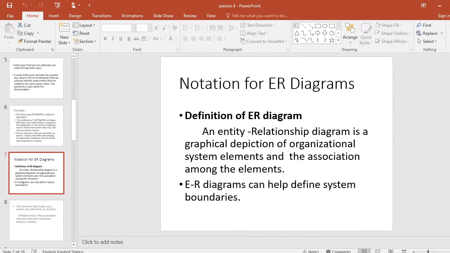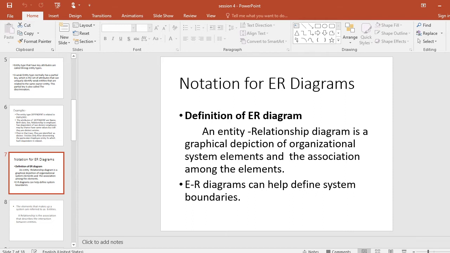Now you can understand one by one what the notations for ER diagrams are. Whenever you want to prepare an ER diagram, notation is very important. Whenever you want to create a diagrammatic representation, the ER diagram, you can understand the notations one by one. First is the definition of ER diagram. An entity relationship diagram is a graphical depiction of organizational system elements and the association among the elements.